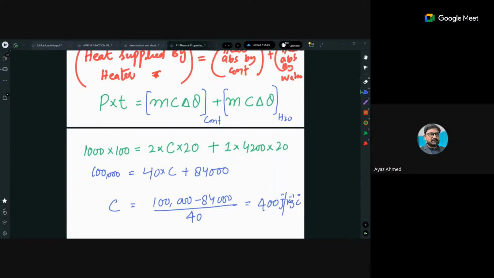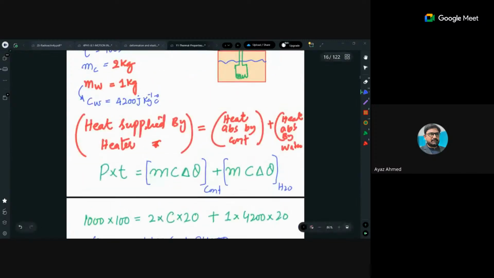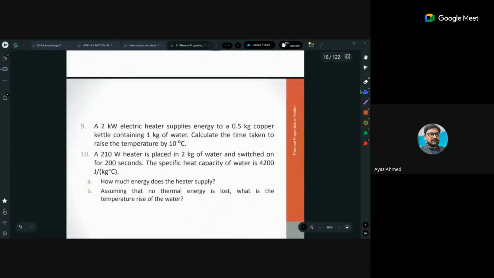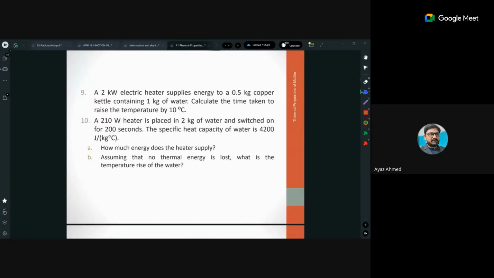This is the question in which the concept of an electrical heater is given to you. Every electrical heater is rated with some power: a 2000 watt heater, a 3000 watt heater, etc. Those heaters are used for some time, right? There can be so many questions on this. For example, check this one out.